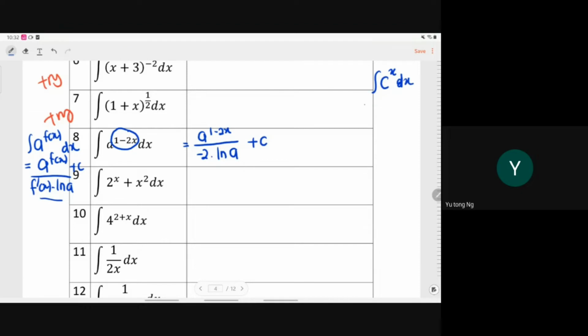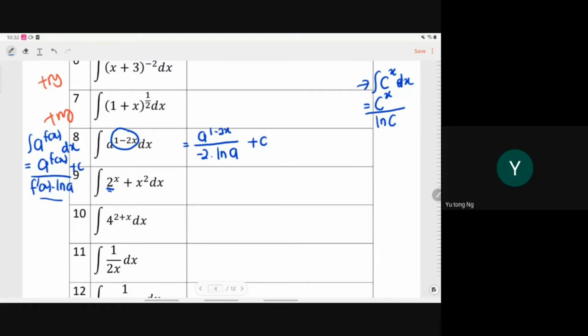Okay, so your answers will be c to the power of x over ln c. Okay, so this one is for question number 9. We are having two different functions here. One is integrating 2 to the power of x plus integrating x squared dx. So when you are integrating 2 to the power of x, you're going to use this given formula.